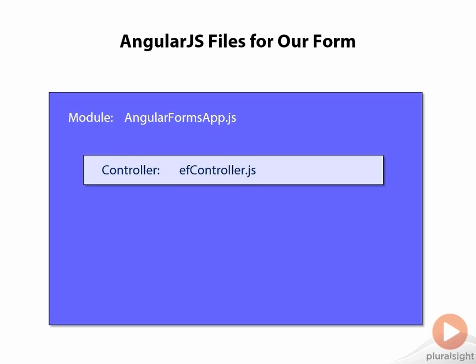And within this module, we're going to create a controller. We use the controller to handle the data in the $scope variable. And I'm going to name it EF controller for employee form controller, and it's a JavaScript file. One of the problems with JavaScript and some other languages like Objective-C is that there's no concept of namespacing. So I'm going to prefix all of our form objects with EF for employee form.